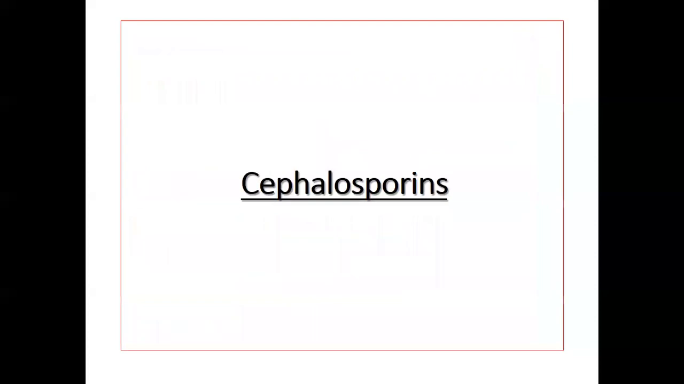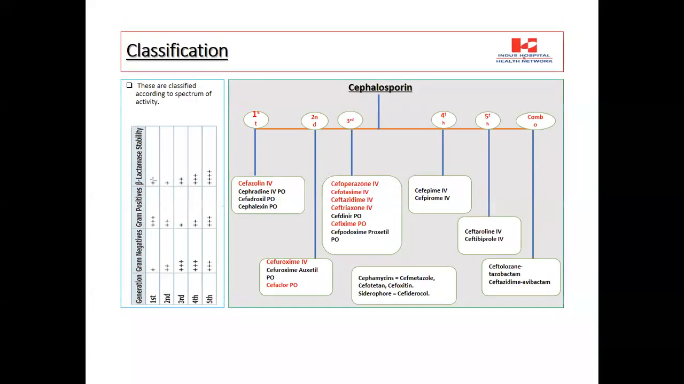Another class of beta lactams is cephalosporin. If you see, this is a table for the cephalosporins: which are in the first generation, which are in the second generation, third, fourth, fifth generation, and the combinations. The red marking shows the formulary we have, and the others are available in the market throughout the globe.